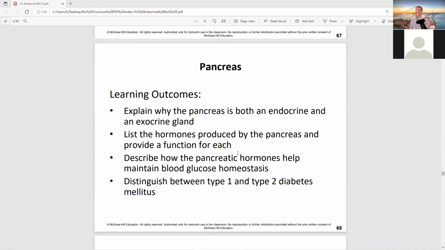Okay, so moving on to the pancreas. The learning outcomes here are to explain why the pancreas is both an endocrine and exocrine gland, list the hormones produced by the pancreas and provide a function for each, describe how the pancreatic hormones help maintain blood glucose homeostasis, and distinguish between type 1 and type 2 diabetes mellitus.